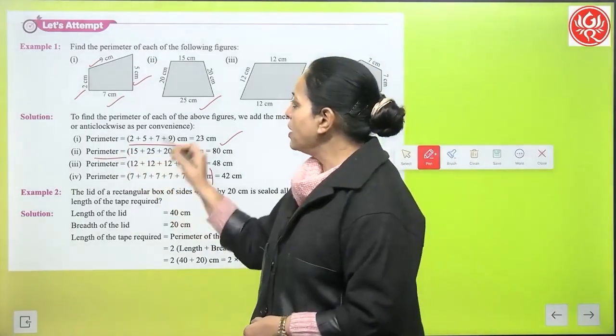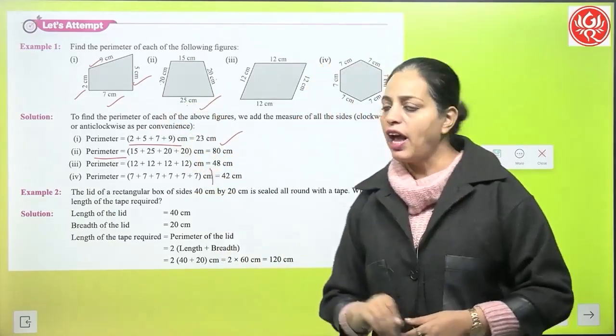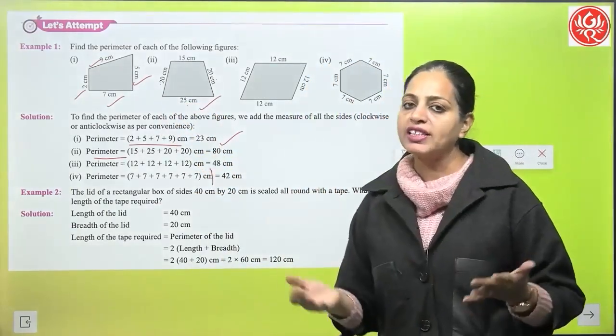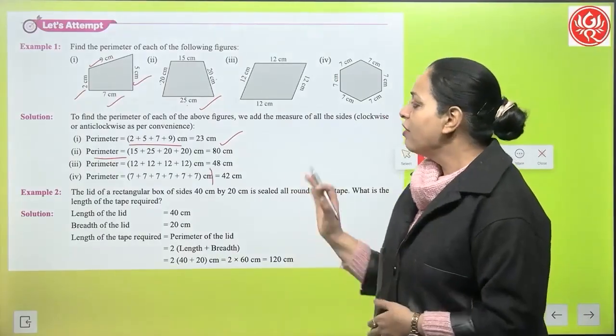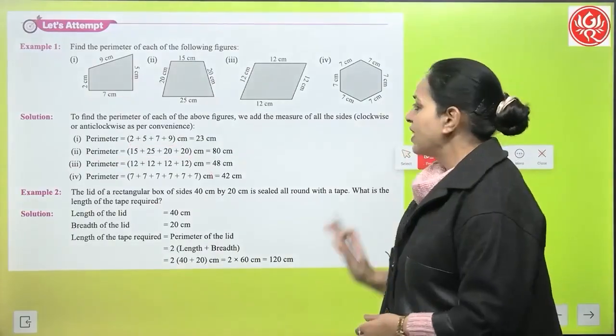Similarly, second part, here again 4 sides given. So what is the perimeter? 15 plus 20 plus 25 plus 20. आप एक sequence में clockwise या anti-clockwise you can take it. Now add all these. Answer is 80 centimeter.